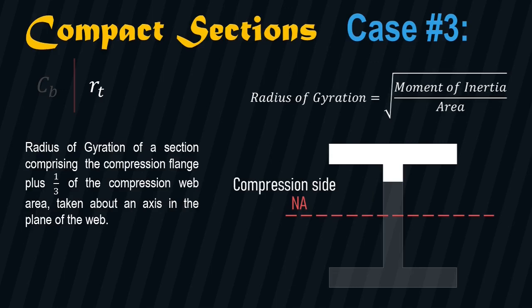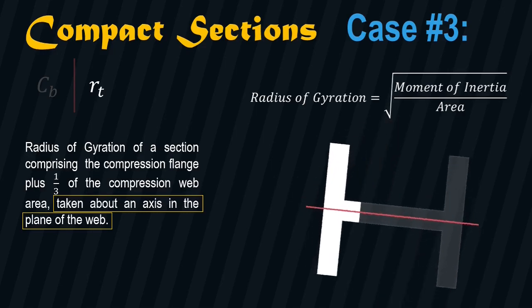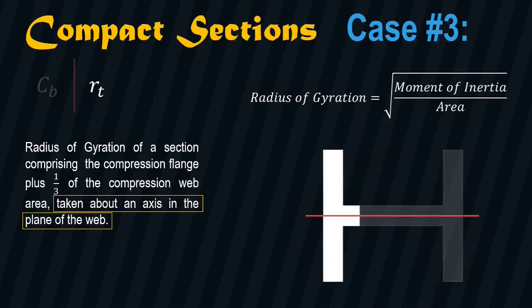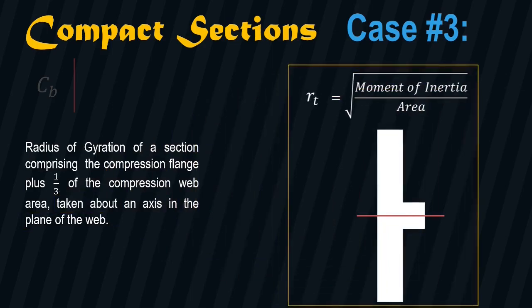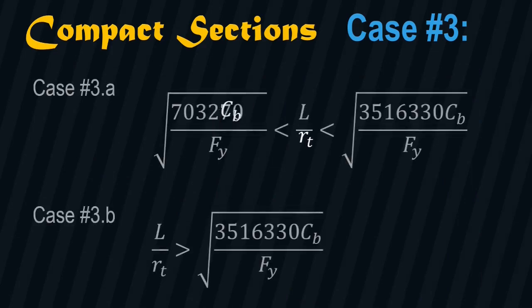But that's not all, because according to the definition, RT is taken about an axis on the plane of the web. Example of that axis is this one. So to solve for RT, we need to rotate the section, and we'll be using the formula for the radius of gyration, but considering only this portion of the section. So this is the formula for RT. So that's how you solve for CB and RT.